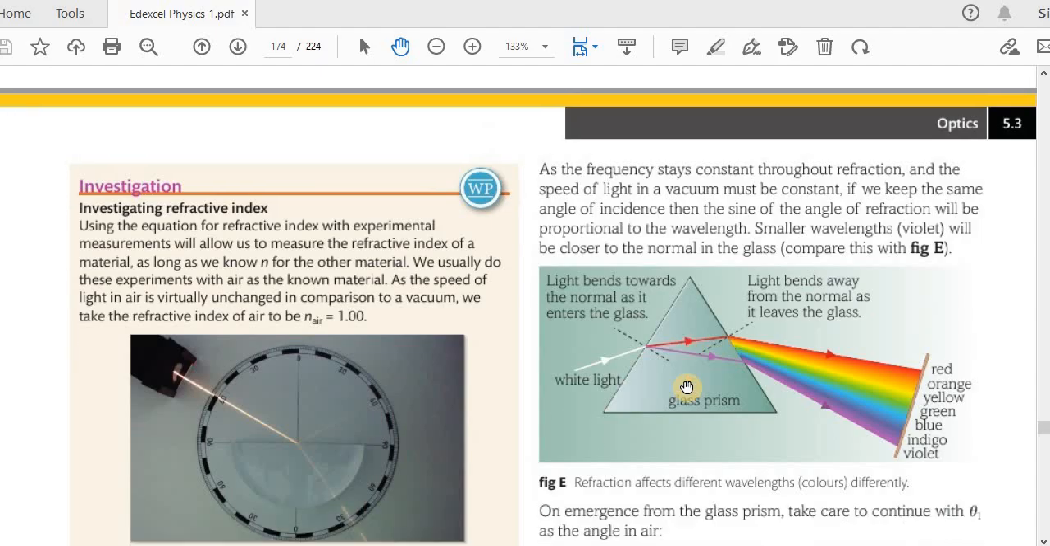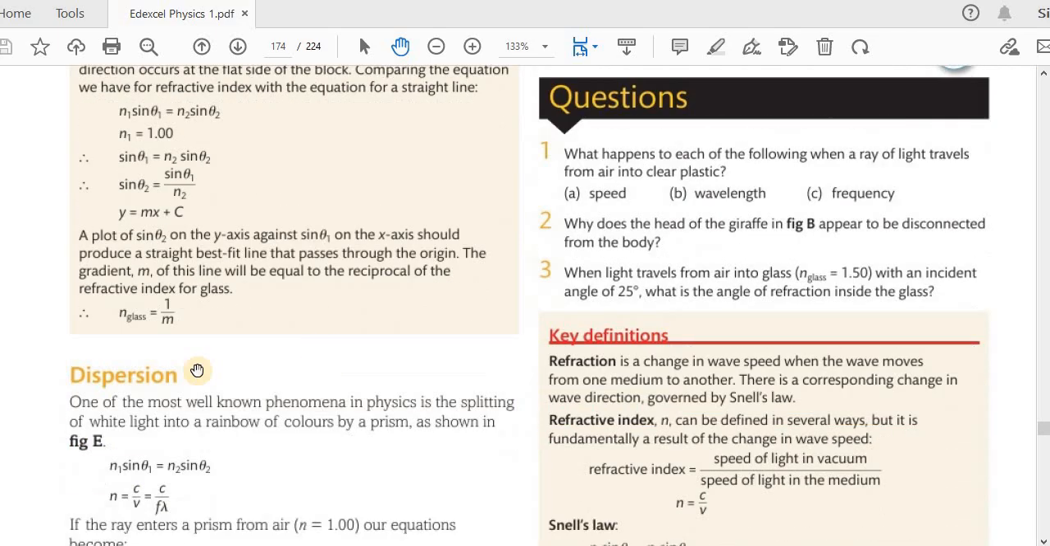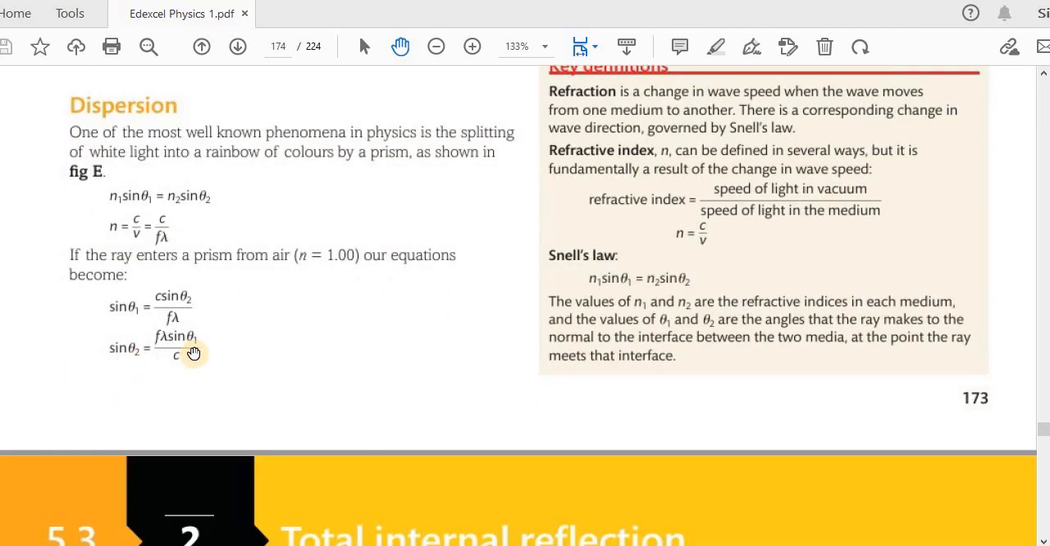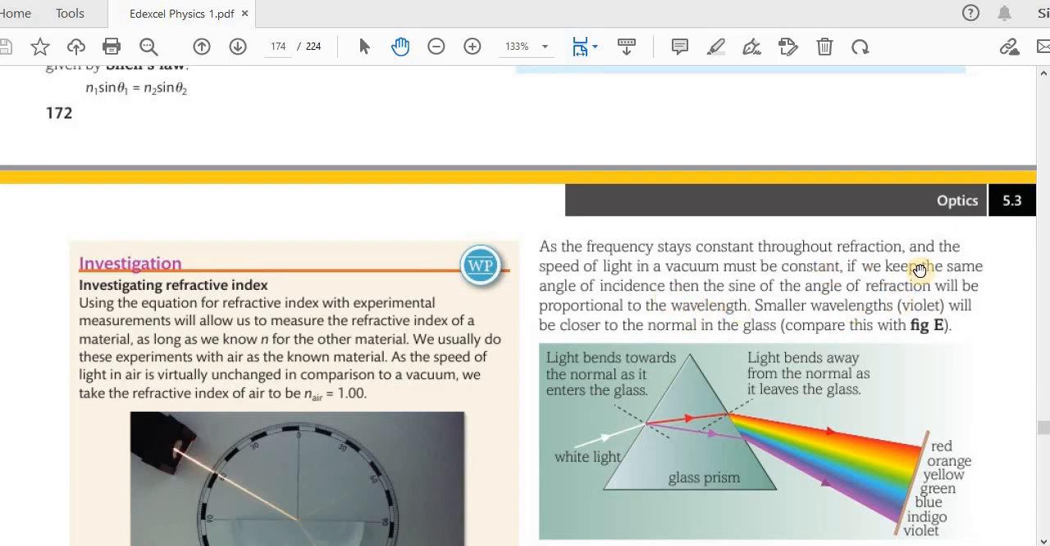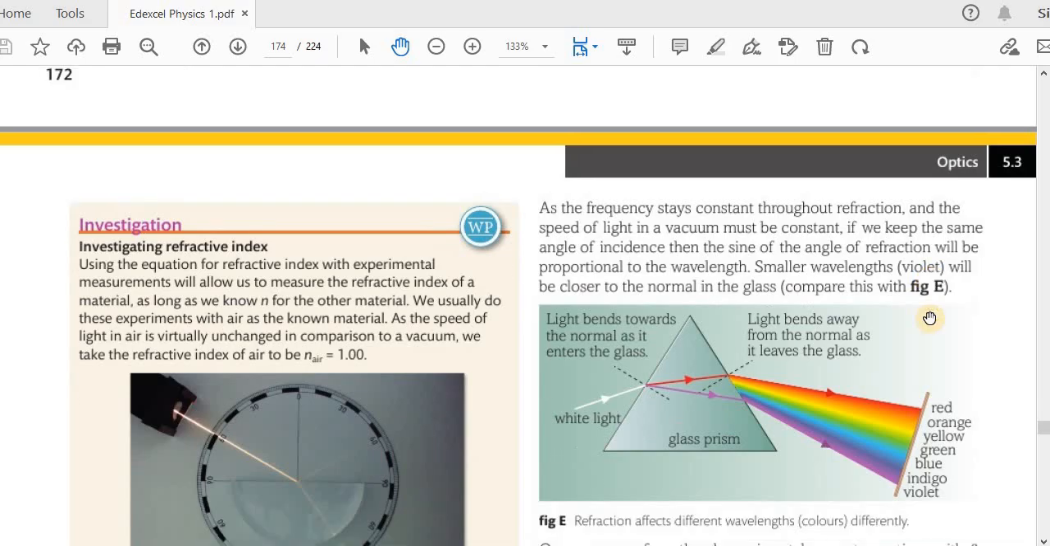Proportional means if you plot a graph of sine theta 1 versus lambda, it will be a straight line passing through the origin. Sine theta 2 versus lambda, it will be a straight line passing through the origin if one is proportional to the other. If we keep the same angle of incidence, then the sine of the angle of refraction will be proportional to the wavelength. Smaller wavelengths, violet will be closer to the normal in the glass.